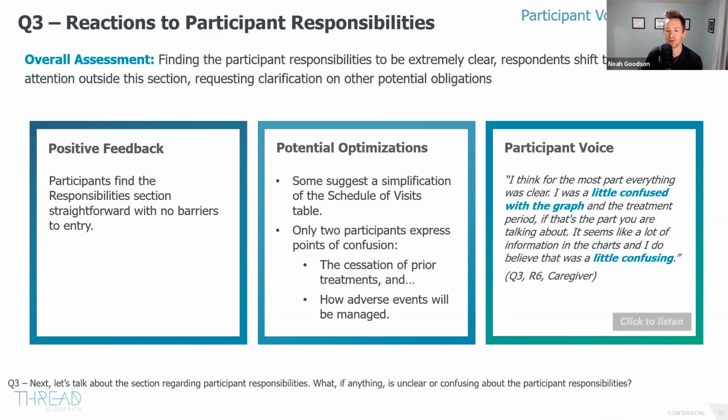And here's part of what one individual who's a caregiver for a Parkinson's patient said about participant responsibilities. "I think for the most part, everything was clear. I was a little confused with the graph and the treatment period. If that's the part you are talking about, it seems like a lot of information in the charts, and I do believe that was a little confusing."